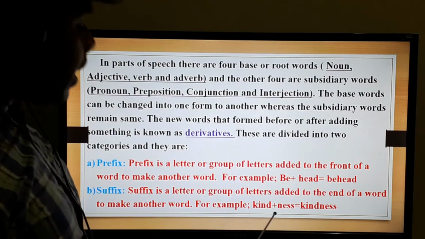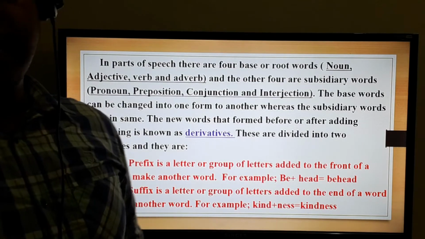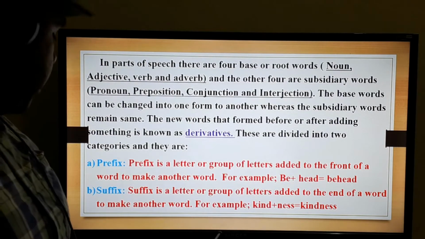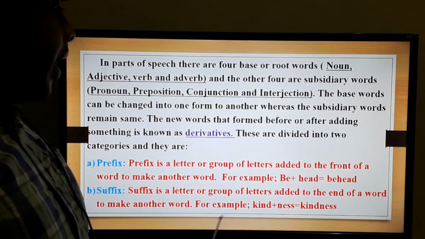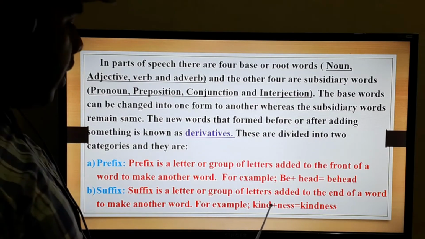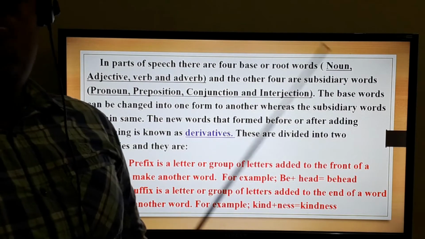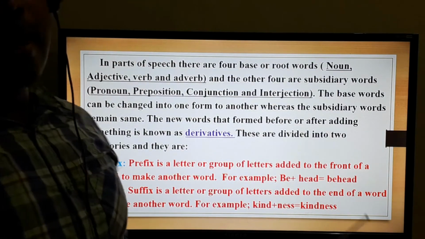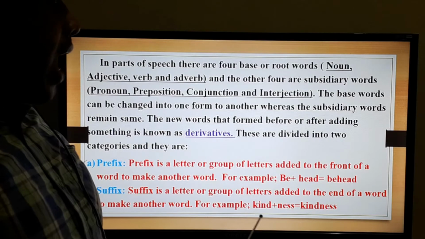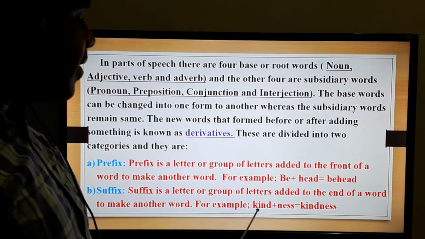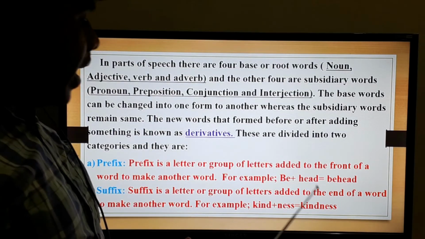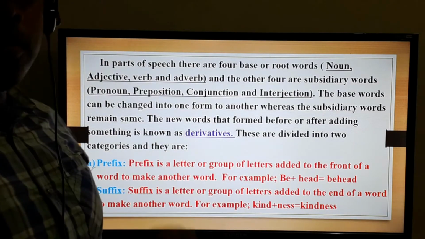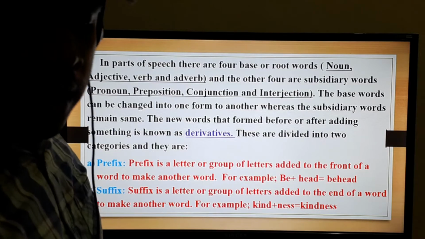For example, kind plus ness equals kindness. So what is a suffix? You already have an idea about suffix, that we add it at the end of the word. First of all, kind is a word we know, but if I add ness, then it creates another new word, that is kindness. So you already know kindness is a noun and kind is an adjective, whereas behead is a verb. So this is the basic thing about prefix and suffix. Now let's proceed.